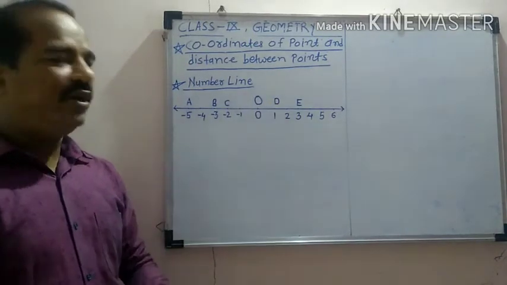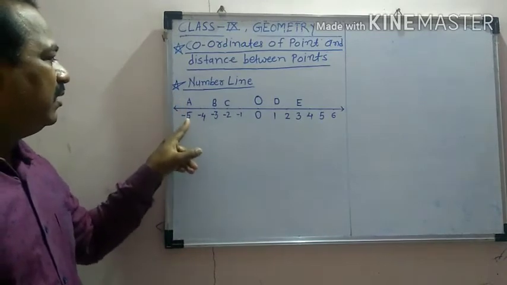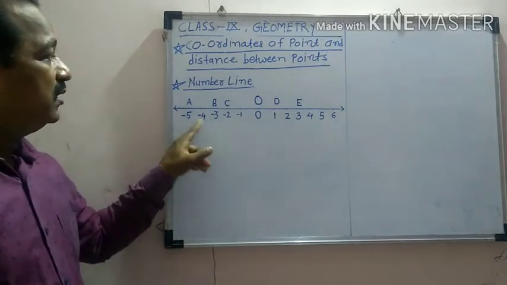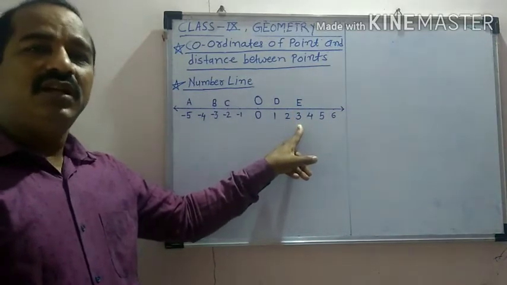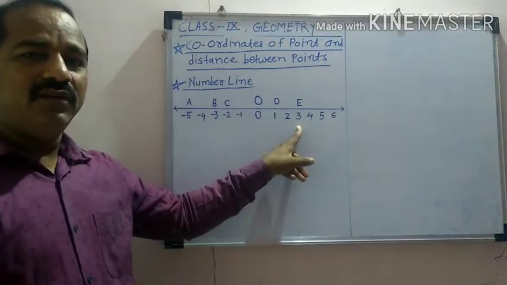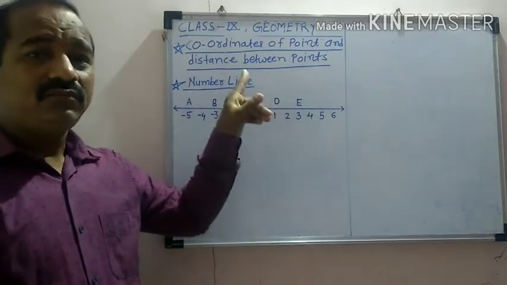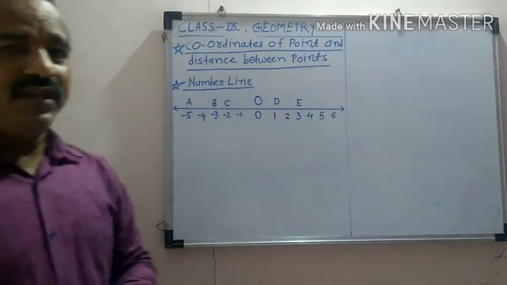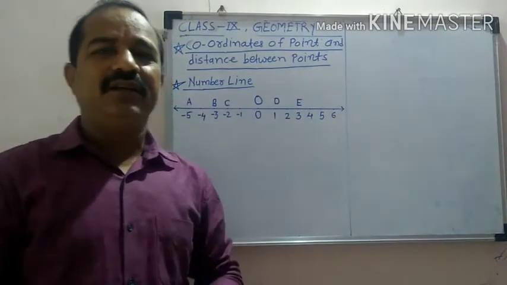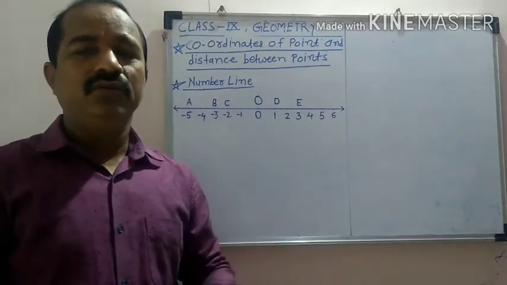The coordinate of point D will be 1. The coordinate of point A will be negative 5. The coordinate of point E will be 3. 3 means positive 3, but it is not customary to write the positive sign for positive integers. If there is no sign, it is considered a positive integer.